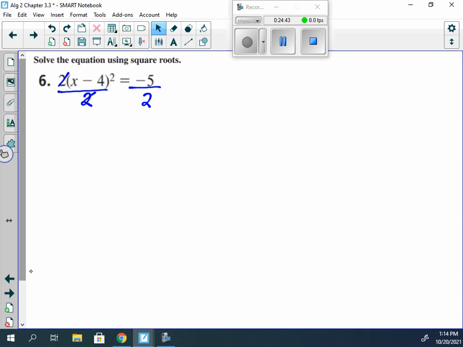Now, as you're saying, yes, I would factor it out if I had like 5x over here or had another x outside those parentheses, then I would need to factor it out and condense. But here, because the x minus 4 is only one and it's being squared, if I take the square root of it, it'll simplify that out. Now, when we divide by 2, I'm left with x minus 4 squared equals negative 5/2. Now, what do we do next?